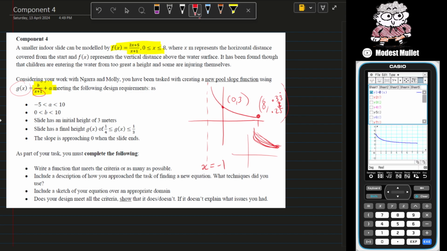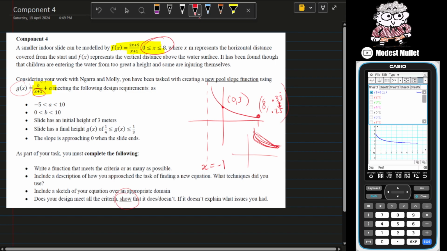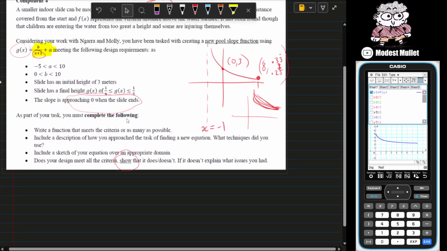As part of this task, you need to write a function that meets the requirements, or as many as possible. Include a description of how you approach the task of finding the equation and what techniques you used. Include a sketch of your equation over an appropriate domain. Well, that's an appropriate domain there. And do you meet all the design criteria? Show if it does or doesn't. That's a really important bit: showing how you meet the requirements. In particular, for this one at the end, a little bit of thought needs to be put into how you do that.